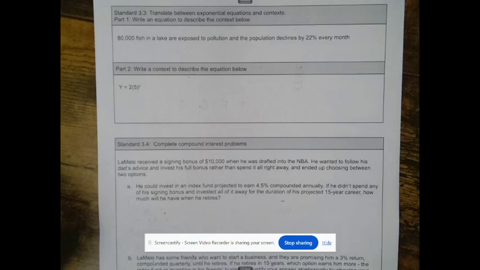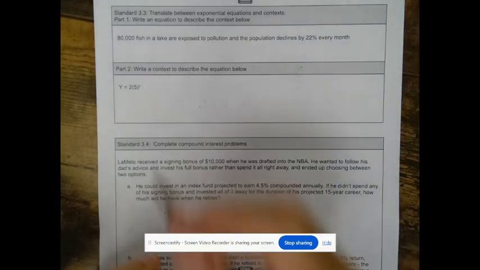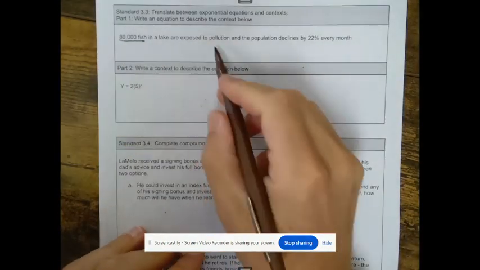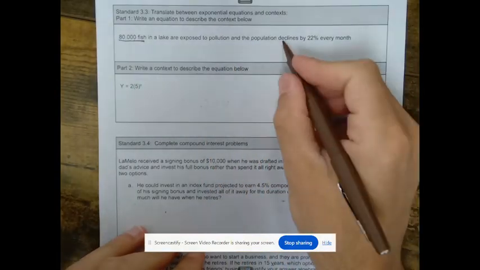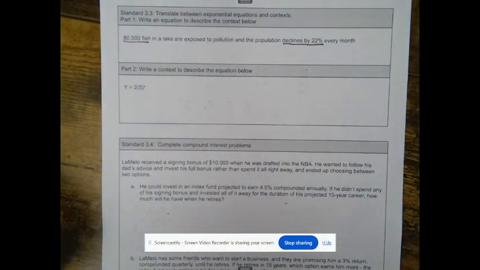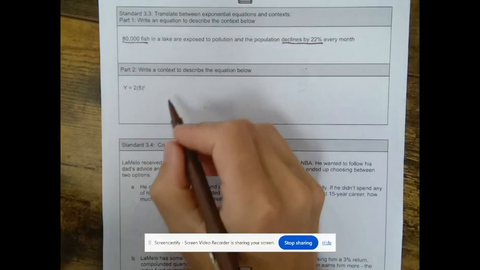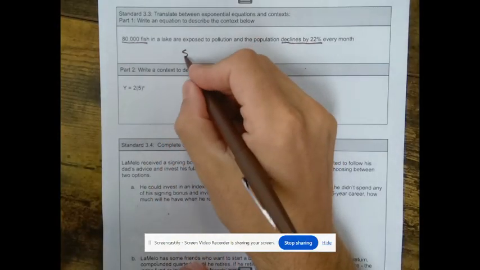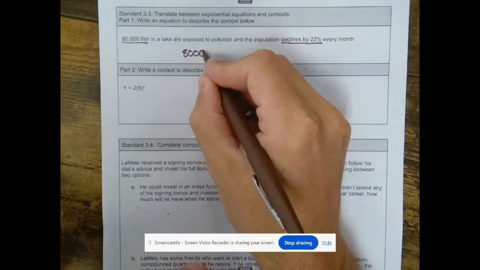So the first one says 80,000 fish in a lake are exposed to pollution and the population declines by 22%. Now, I like to underline the important parts here. 80,000 is where I'm starting with. I'm starting with the initial value of 80,000 fish. That's going to be my a value.